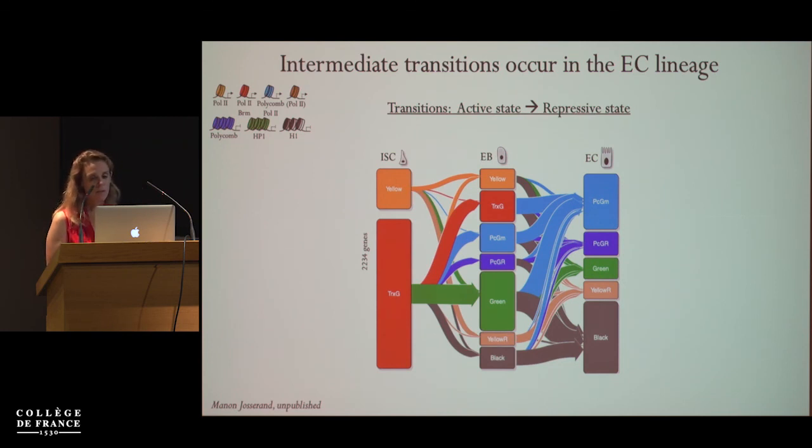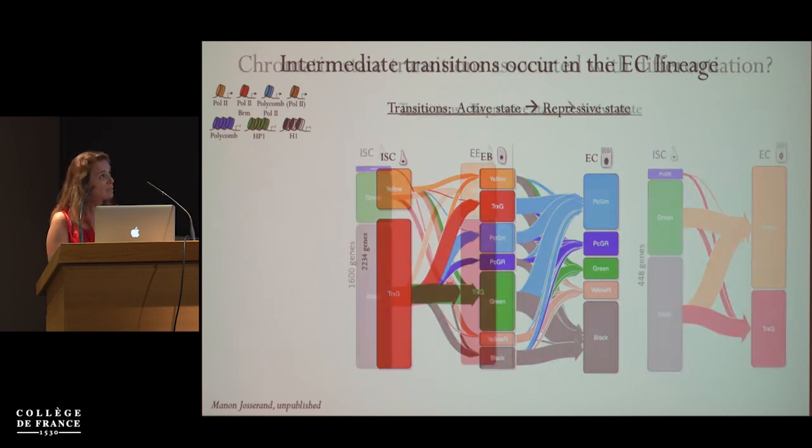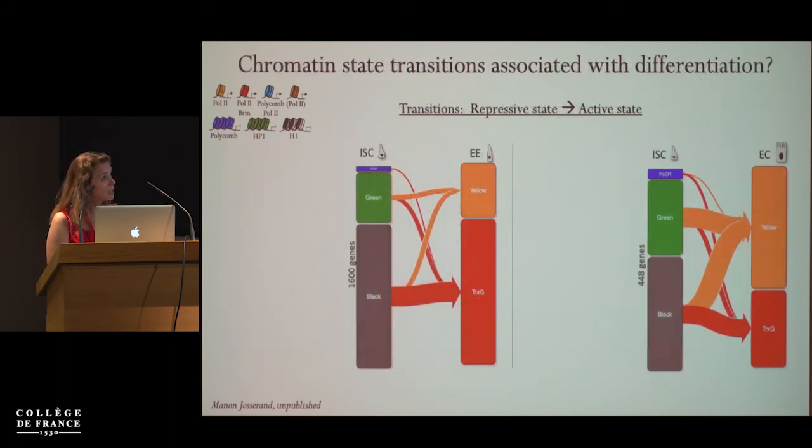So Mano also wanted to ask what are genes that go from a repressed state in the stem cell to an active state in the differentiated cells. And I'll come back to it in a second, but as you can easily see, the primary transition we see is from this black state into an active state.